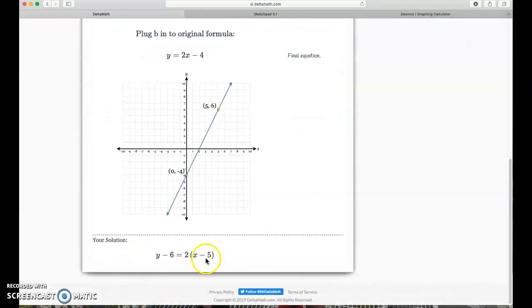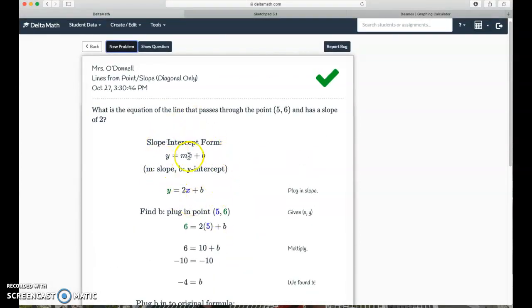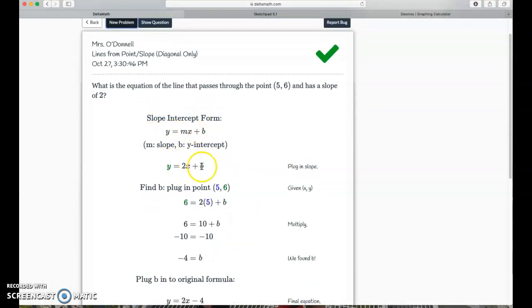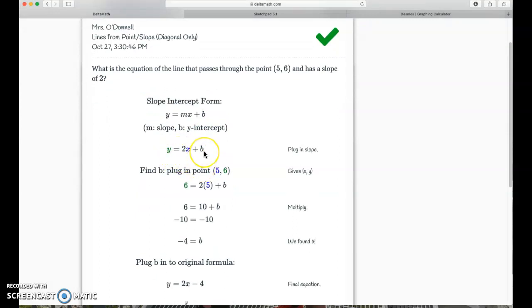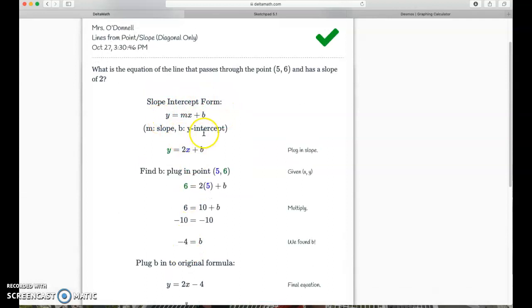So they're taking it in that slope-intercept form. So if that's easier for you to write, then go ahead and write it all out. If you would rather go through the whole process of writing in point slope form, or if you'd rather go through the whole process of finding it in slope-intercept form, you can certainly do that too.